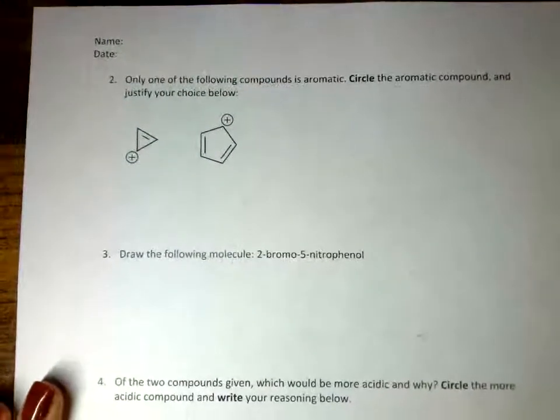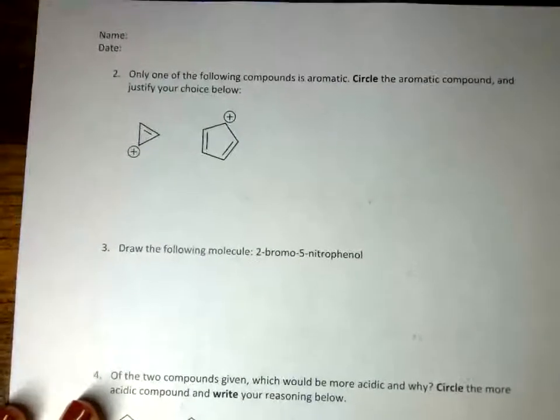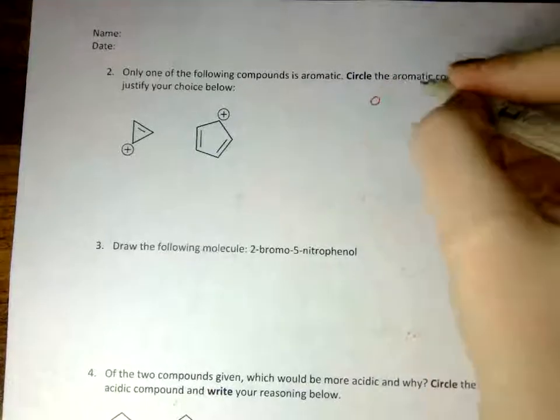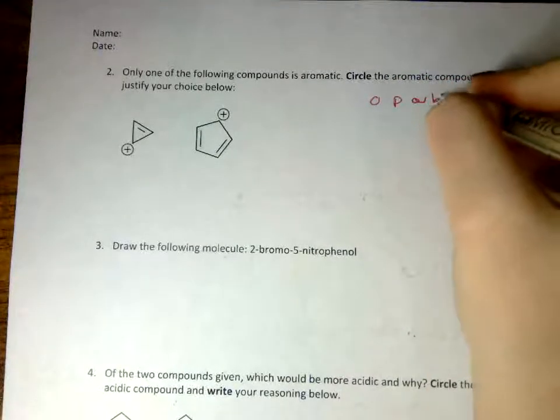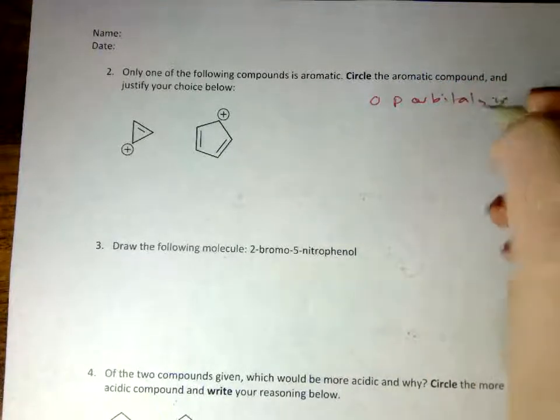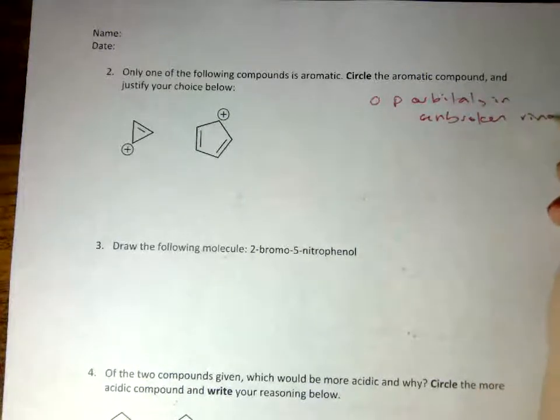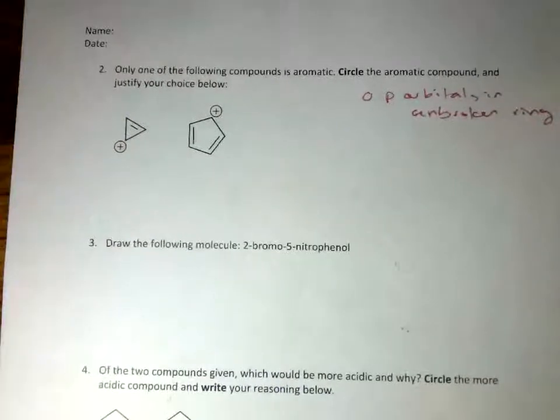And then here on the back, only one of the following compounds is aromatic. Circle the aromatic compound. Okay, so I look for three things when I'm checking for aromaticity. I look for p orbitals in an unbroken ring. Sometimes Dr. Corrales refers to this as the p orbitals in conjugation with each other, but I usually think of conjugation more about the alternating double bonds. So for me, it's easier to just literally look for p orbitals in an unbroken ring.